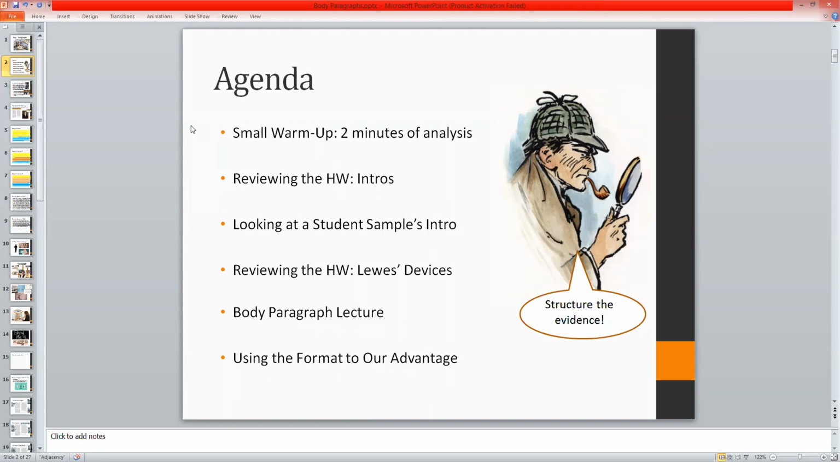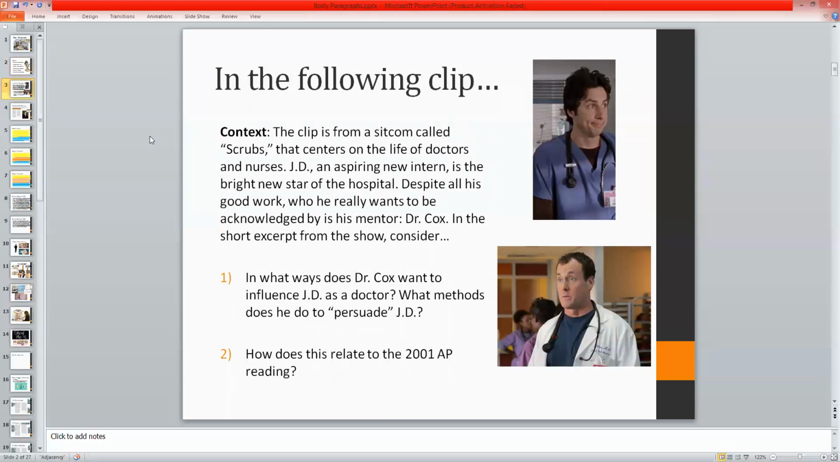And later we'll look at the devices you came up with. We'll do a little bit of body paragraph review, and then later we're going to try to format our own body paragraph by the end of today. So our warm-up is a little bit different. Let me give you some context first before we approach this, and then later I'm going to have you jot the responses down onto your sheet here.